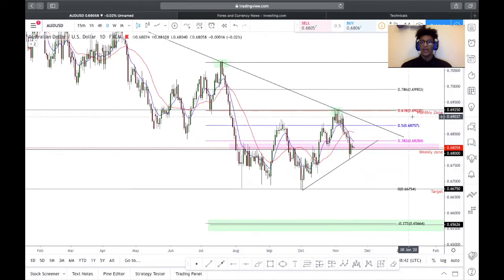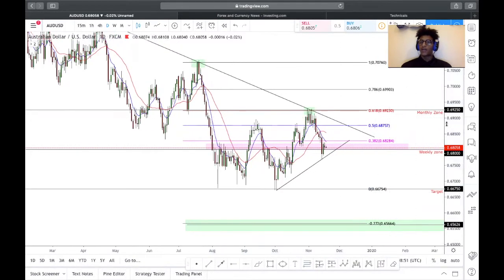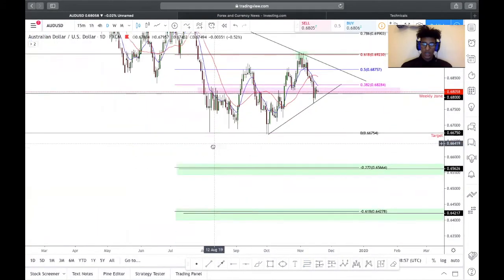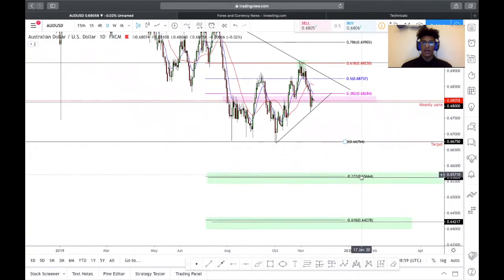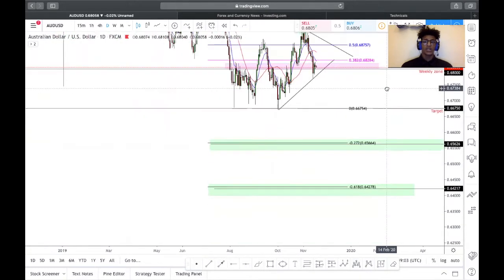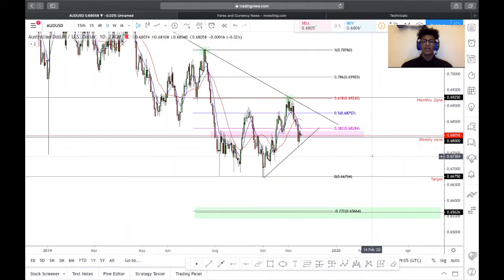We can see we tapped that 61 from this swing high to this swing low. We retraced about 61%, which is that golden zone again, in confluence with the psychological level and the monthly key supply and demand. And looking at our extensions, we can see our 27 and our 61 target areas, so just projections to see if AU manages to come this far.